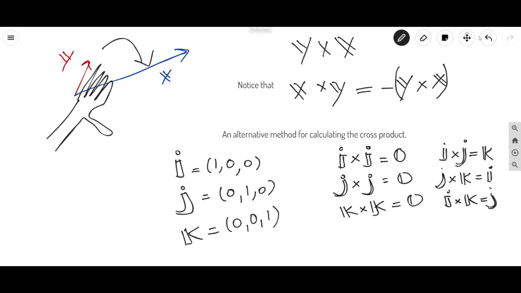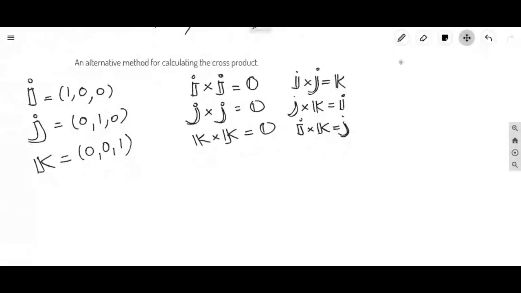So the relationship here is that it goes in a cycle. There's this cycle relationship. This is i, this is j, this is k, and you have this cyclic relationship. That's what this is saying: if you do i cross j, you get k. If you do j cross k, you get i. If you go backwards, then you change the minus sign. So for example, if you do j cross i, you get negative k.